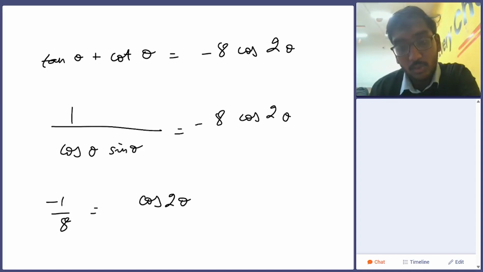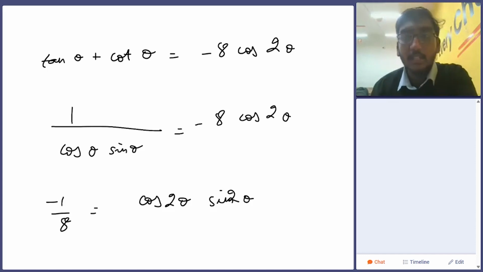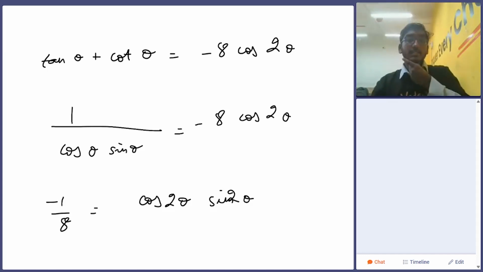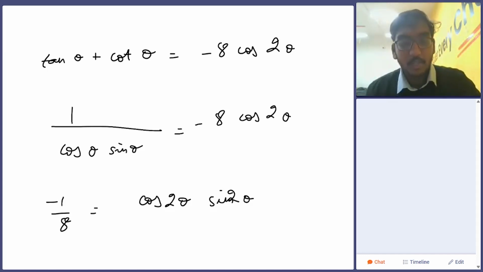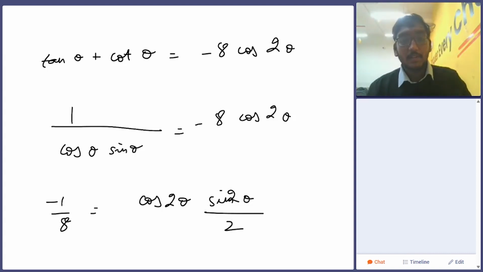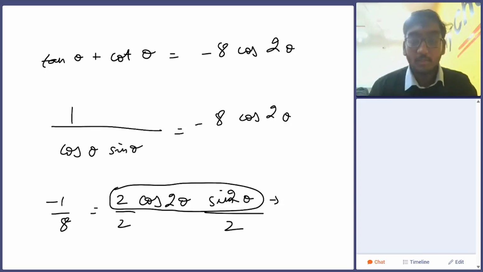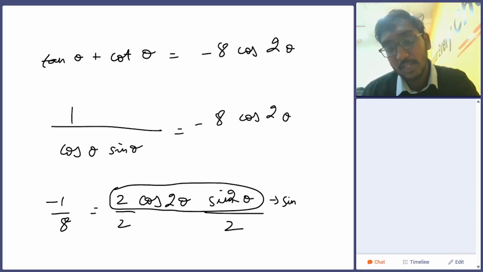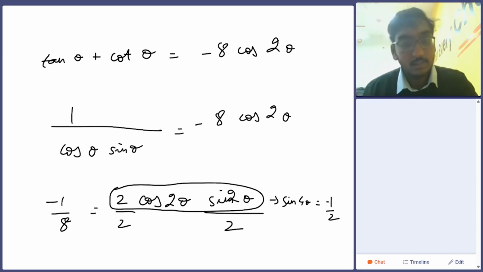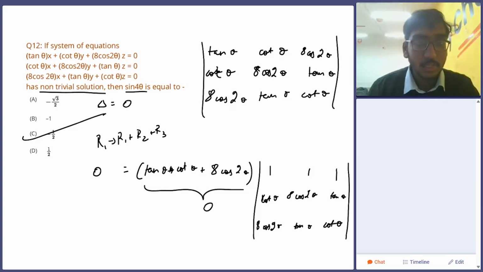cos 2 theta into sin 2 theta by 2. Okay. Because if you multiply and divide by 2, you will get the value of cos theta sin theta as sin 2 theta divided by 2, right? And again you just multiply and divide by 2. What you will get, this expression will be sin 4 theta. Okay, so sin 4 theta is negative 4 divided by 8. That means sin 4 theta is negative half. Okay, just check for that option. Yes, you have. So that is the answer. Okay, that is the value of sin 4 theta.